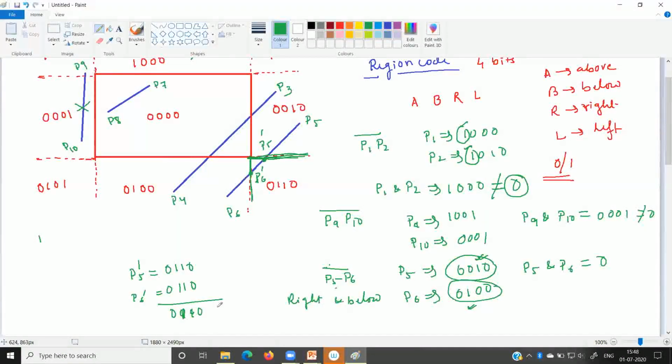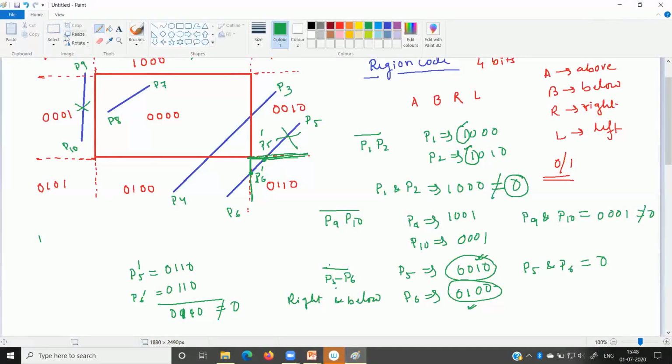Now if you perform the AND operation between these two, you will get 0110, which is not equal to 0. As I told you, according to the Cohen-Sutherland line clipping algorithm, if the ANDing operation is not equal to 0, that indicates the line segment is totally outside of the clip window. So here P5 dashed and P6 dashed is totally outside of the clip window. That means this line segment is not inside the clip window. In this way, we can discard the three line segments.